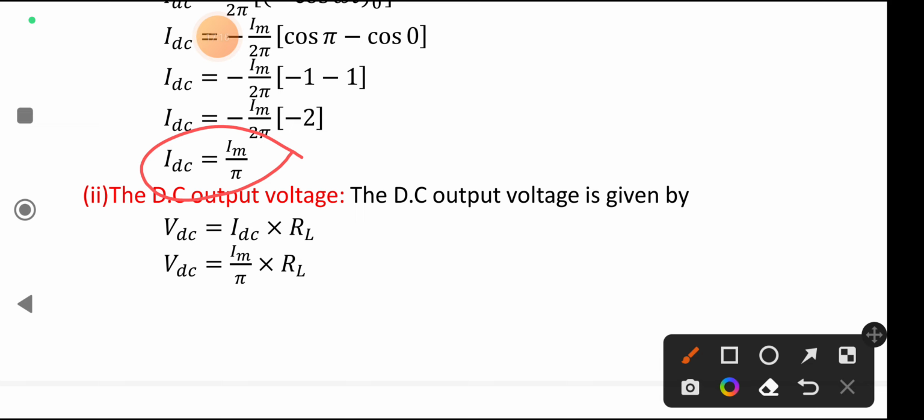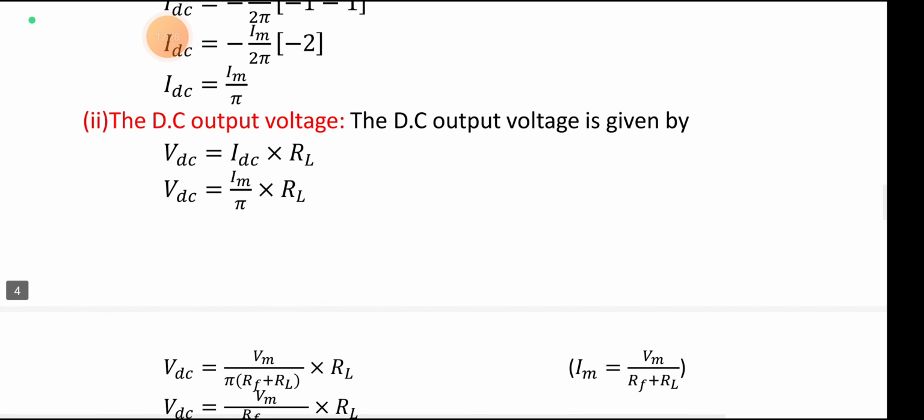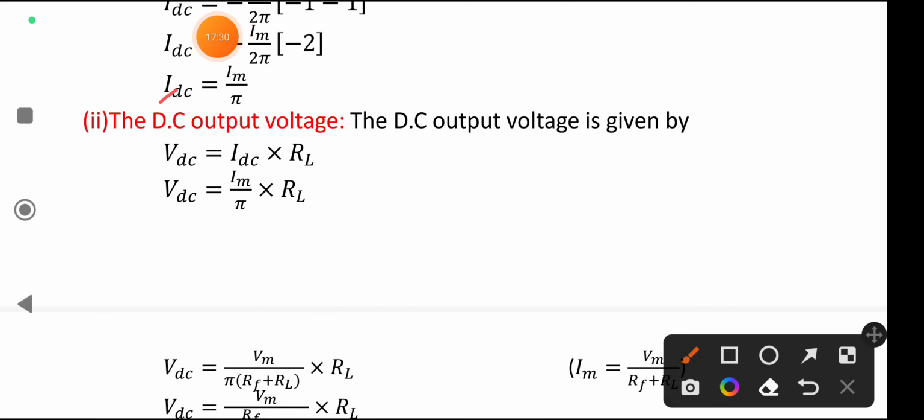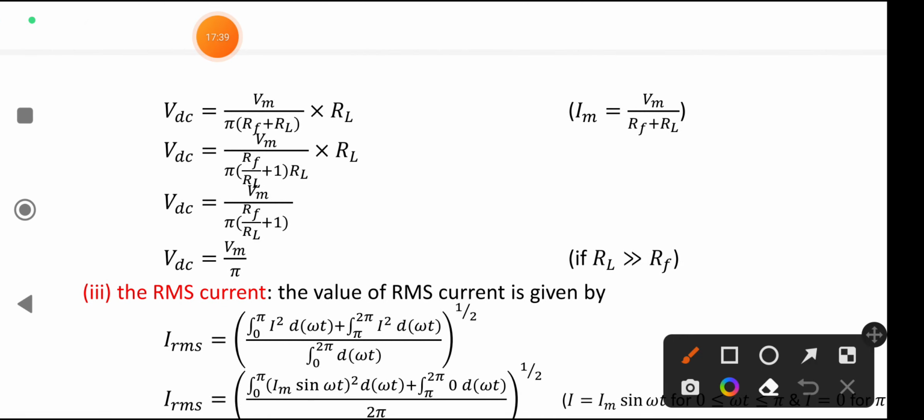Next, the DC output voltage. According to Ohm's law, voltage is equal to current into resistance. At the output the resistance is RL, and see here, the IDC value, how much did you get? Im by pi. Now come here, and in the place of Im, substitute Vm by Rf plus RL.